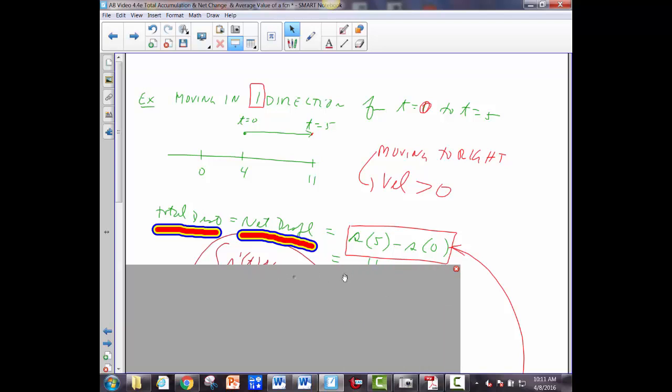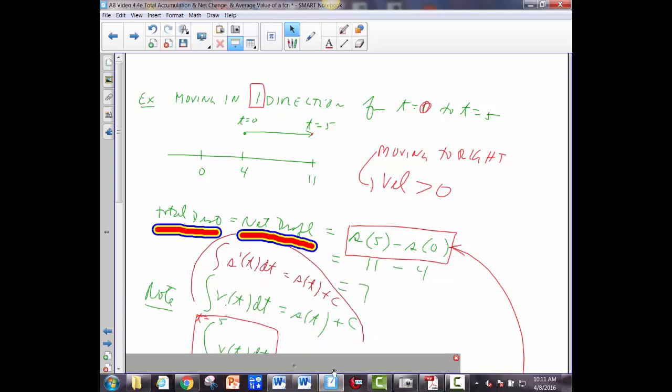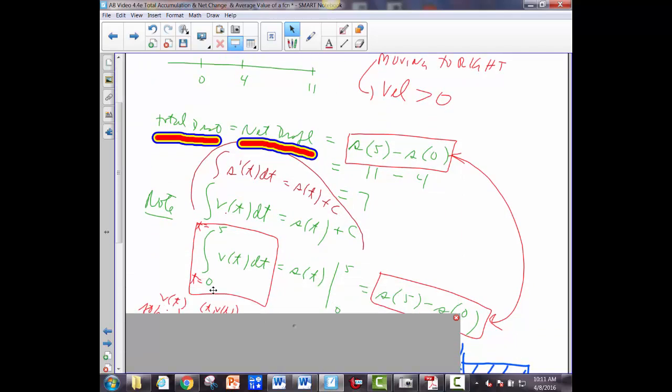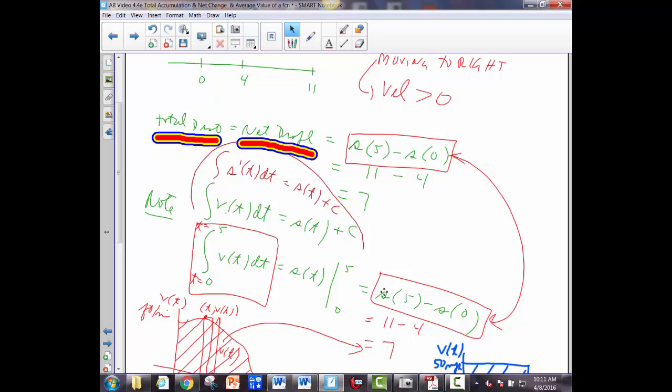Well, how can we come up with this? If you think about it, if you were to take the integral from 0 to 5 of the velocity function, you know that when you integrate the velocity, you get the position function, right? Because when you differentiate the position, you get the velocity. So when you anti-differentiate the velocity, you get the position. And if you evaluated that from 0 to 5, lo and behold, you would get s of 5 minus s of 0, which would be your 11 minus 4, which is 7.